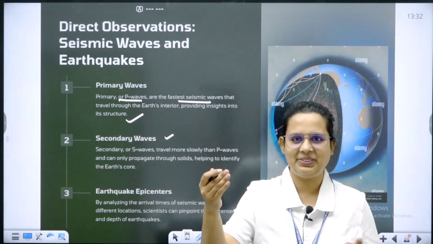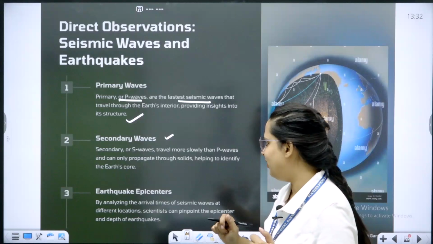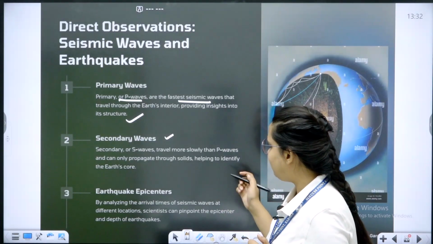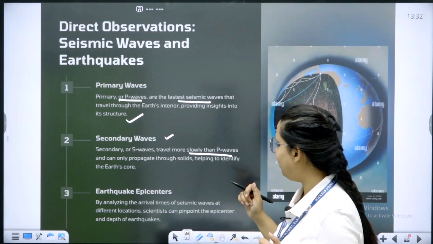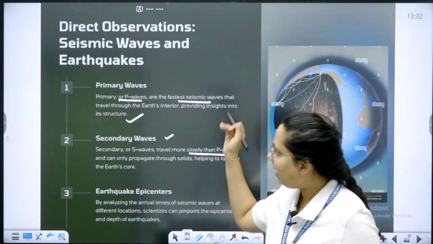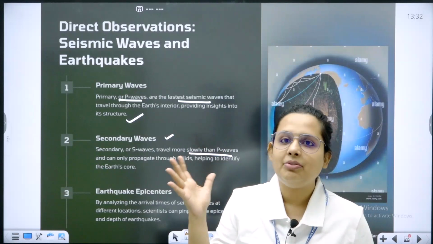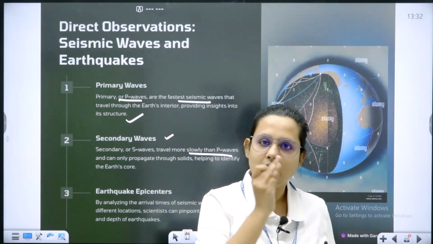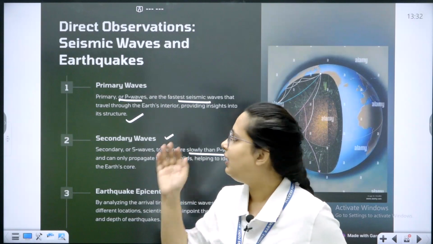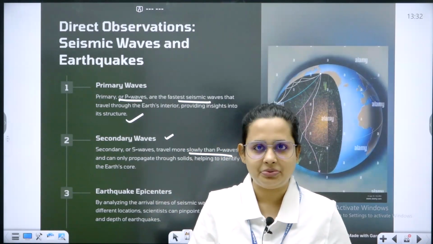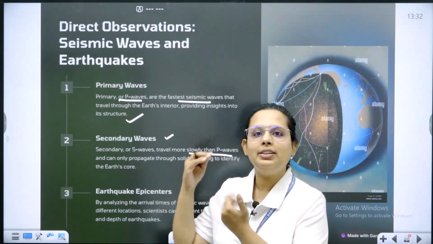Primary waves appear first in the seismograph and then secondary waves, so in a common sense manner, secondary waves will be slower than primary waves. The actual difference between primary and secondary waves is that a primary wave can travel in solid, liquid and gaseous, all three mediums. It has the nature of a sound wave. A sound wave can travel in solids, liquids, and gases.